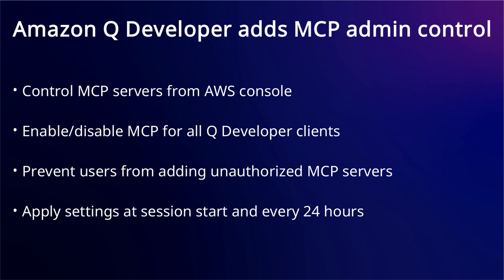This prevents users from adding unauthorized MCP servers and initializing previously defined ones when disabled. Q Developer applies these admin settings at the start of each session and every 24 hours during runtime. The feature supports the Amazon Q Developer CLI and all plugins including VS Code, JetBrains, Visual Studio, and Eclipse.